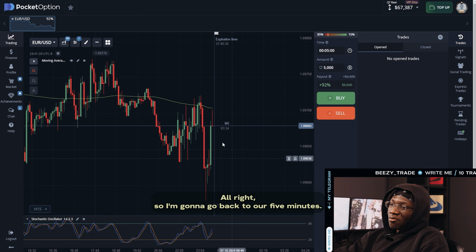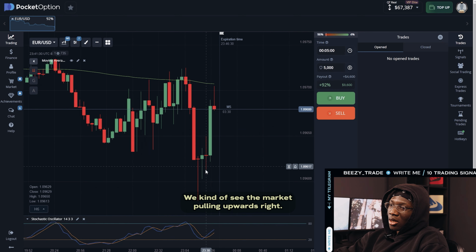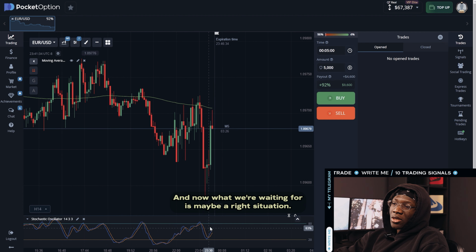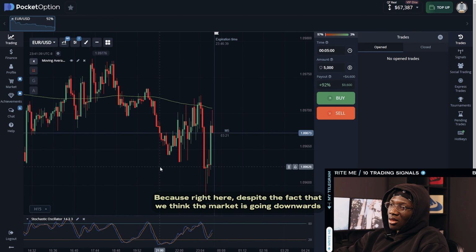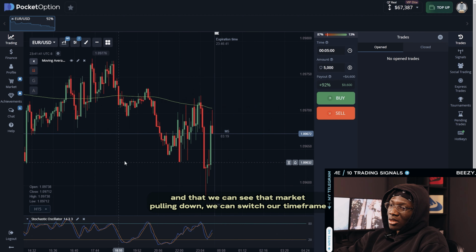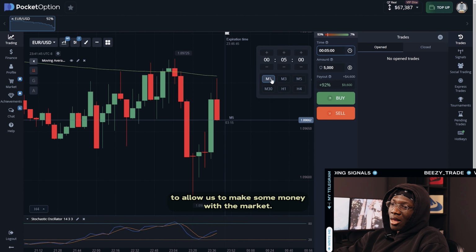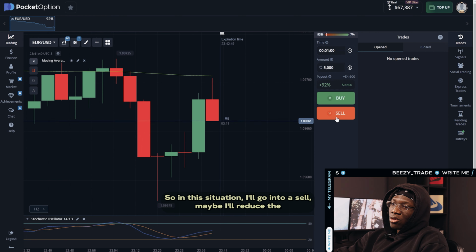So when we go back to our 5 minutes, we can see a different situation here. We kind of see the market pulling upwards, right? And now what we're waiting for is the right situation. Despite the fact that we think the market is going downwards, and now we can see the market pulling down, we can switch our time frame to allow us to make some money with the market. So in this situation, I'll go into a sell.